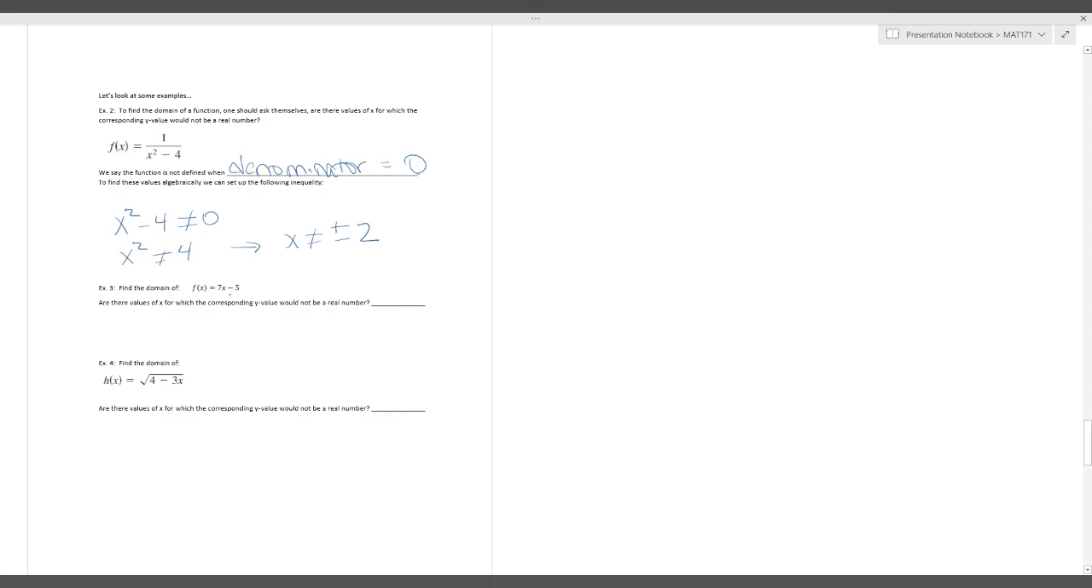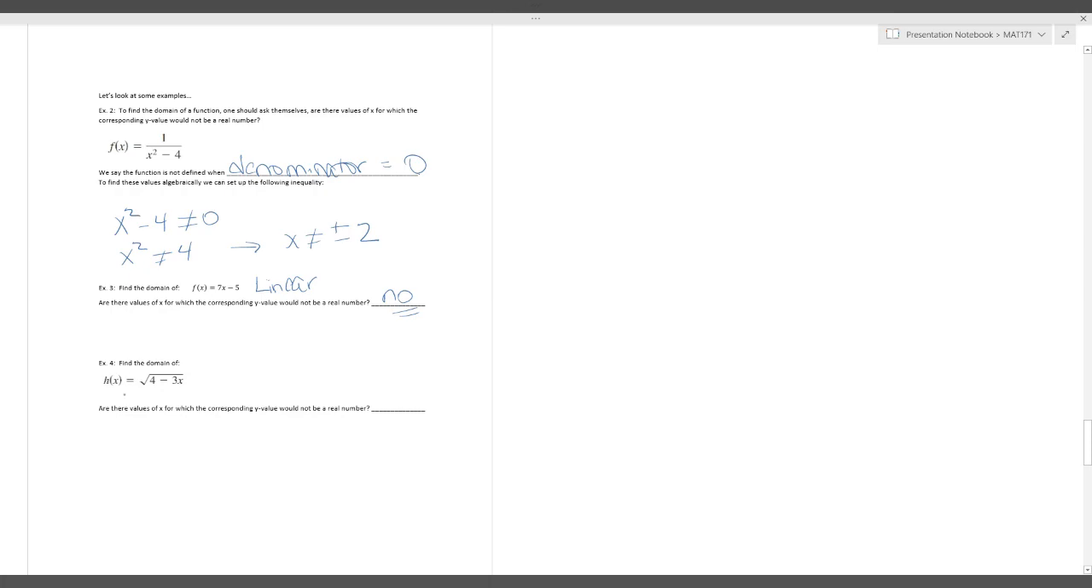Now this is linear. And when we have any linear function, there are no values of x that would create a problem. Any value of x that we put in there is going to create a real number. So we are good.